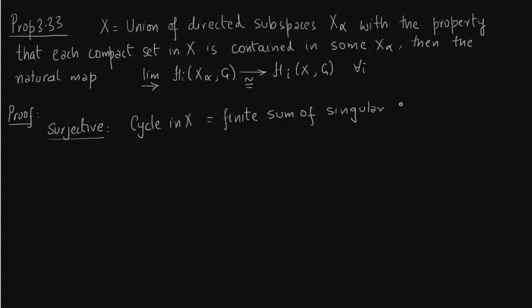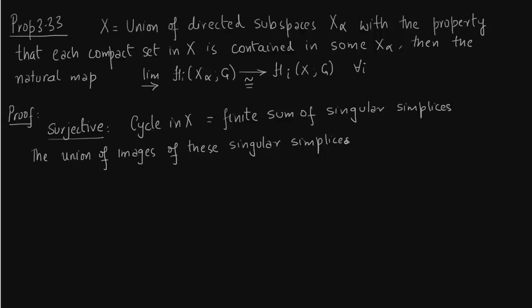The idea is this, that the union of images of these singular simplices, so whatever singular simplices we have, we can take the union of their images, and this union is compact. So since it is compact, it lies in some X alpha. Thus the map is surjective. So the argument anyway boils down to compactness. So every cycle in X has to come from some X alpha precisely because of the compactness.